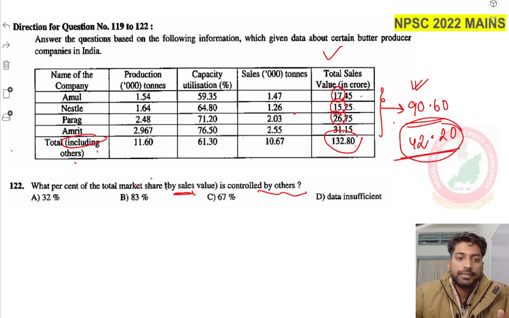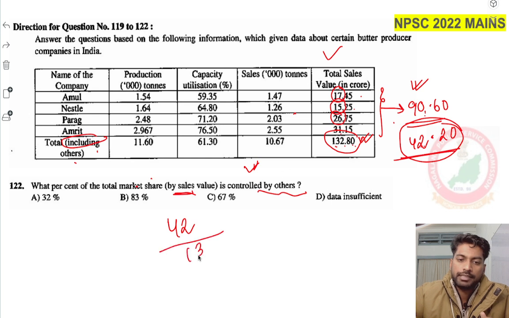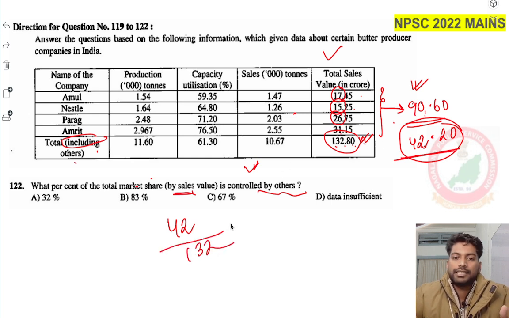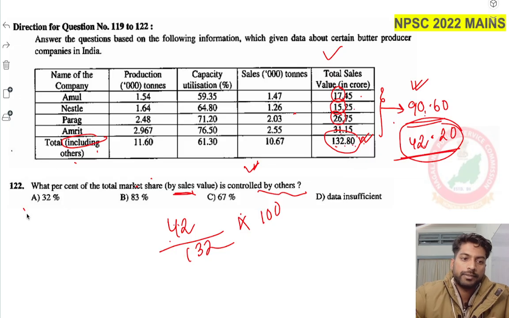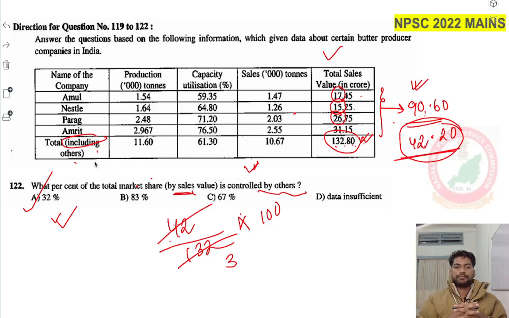Now they are asking what is the percentage of sales controlled by others. See, total sales value 132 and out of that 42 and 132. Just delete the decimals and it will ease your calculation because all the options are far apart from each other. This is roughly around 3 times, so this will be the answer because this is roughly around 3 times. Okay, it will be like 3 times only. Yeah, roughly around 3 times. This will be the answer. Okay? Let's see, 32.